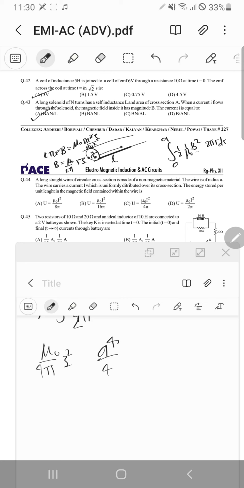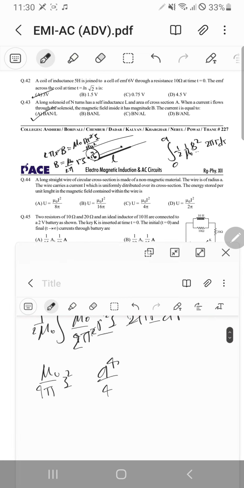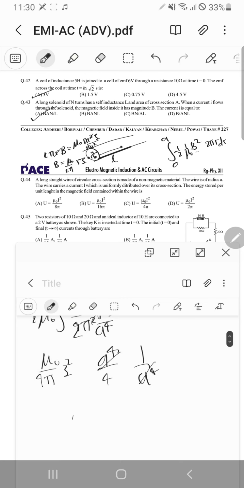Okay, and now what? Of course, where's that a squared? There should also be an a squared, so it's actually a power 4. There's another a power 4 over there, so this cancels. That's nice. So it's mu naught upon 16 pi times I squared. Well, that's weird.